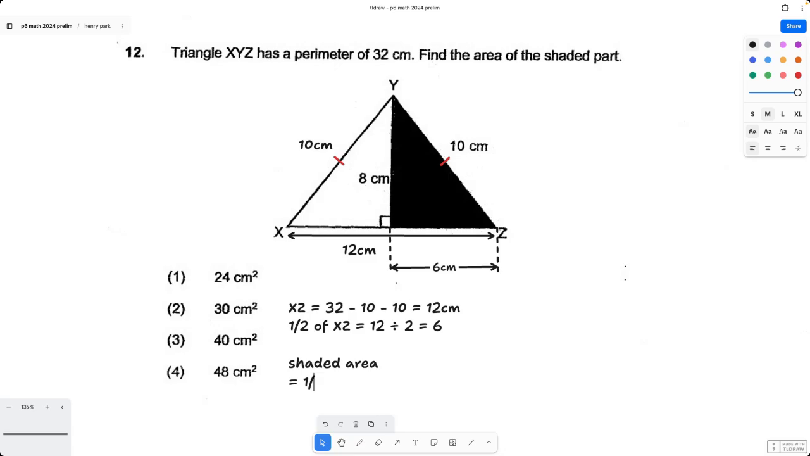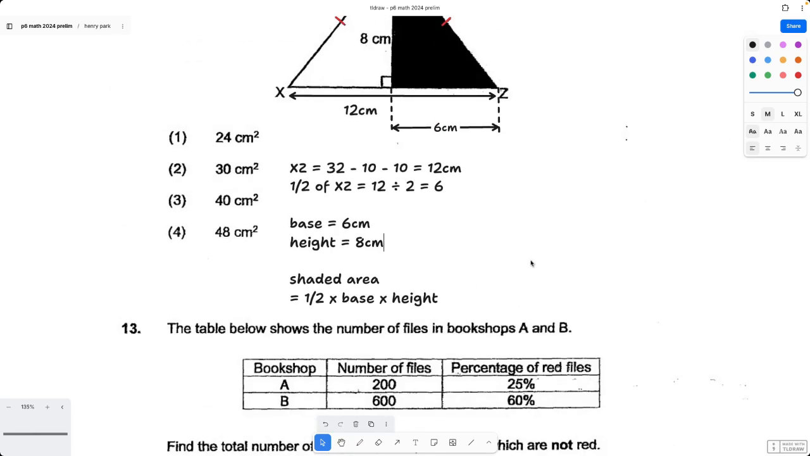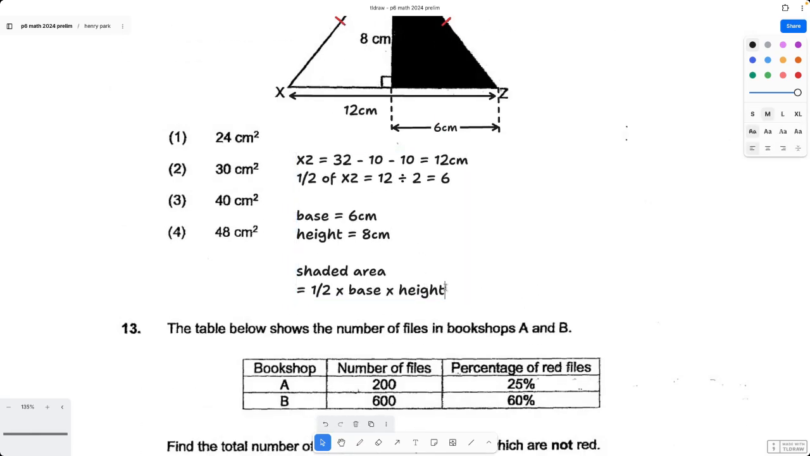is equal to half times base times height. So what's the base? Okay, so the base is 6 centimeters and the height is 8 centimeters. So we don't care about the 10 centimeters. So half times base times height is half times 6 times 8. So it's basically 3 times 8. That gives you 24 centimeters square.